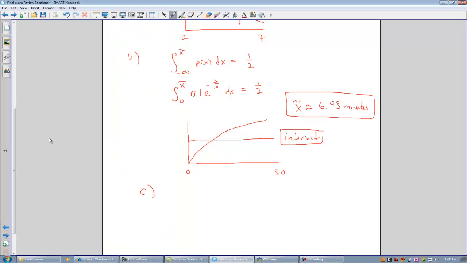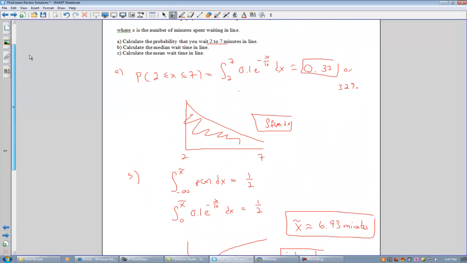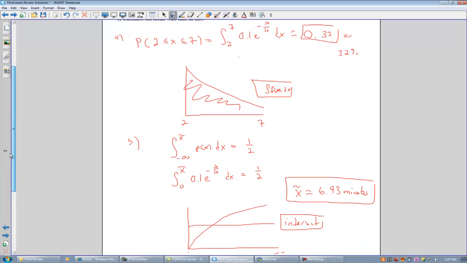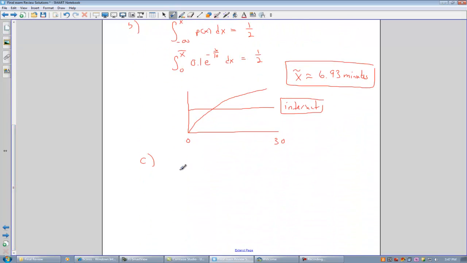Right. Part C, so now in part C, they're asking me to calculate the mean wait time. So on average, how long will I wait? Again, I pull out the formula from my formula sheet: mu is equal to the integral from minus infinity to infinity of x p of x dx. And that's going to be equal to, I'll plug in some numbers.